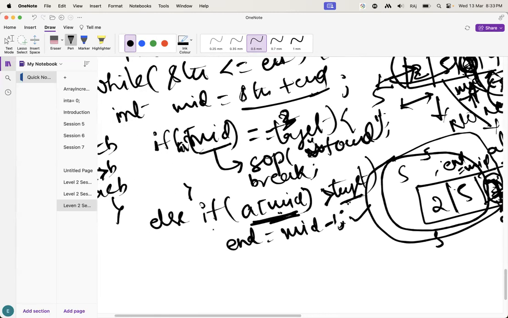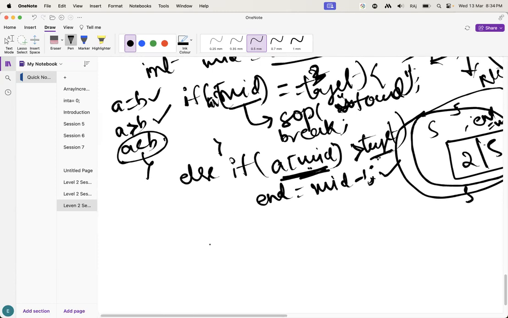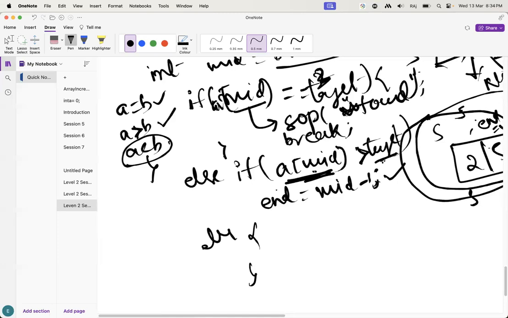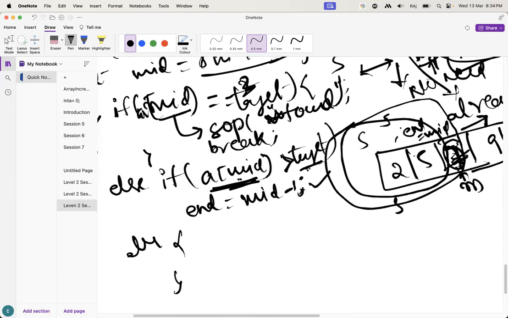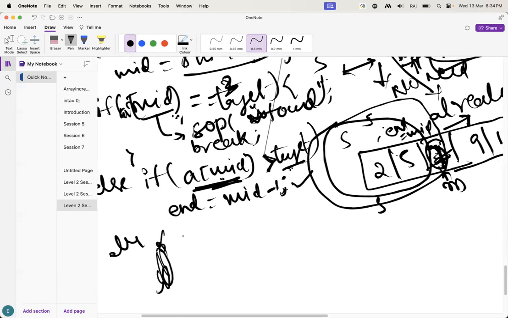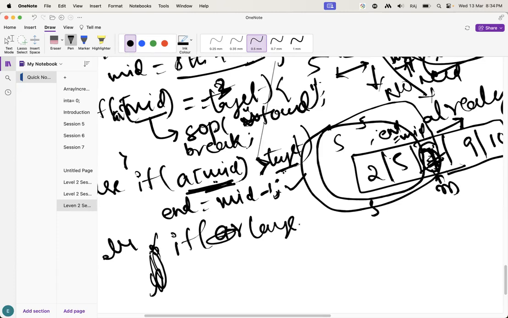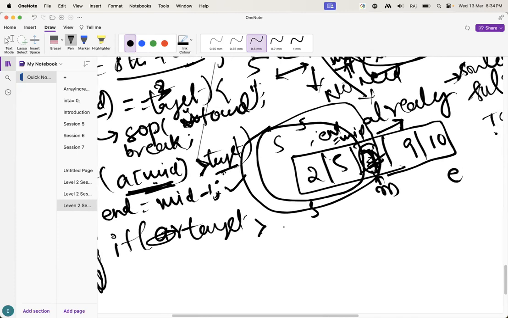Okay, guys. What are the other conditions? We have taken A equal to B, A greater than B, and now the only remaining condition is A less than B. Else, what will happen, guys, in this case? If this is false, that means the target value is more, right, guys? Or if you get confused, you can take it like this, no issues. In this case, the target is more than the array of mid.